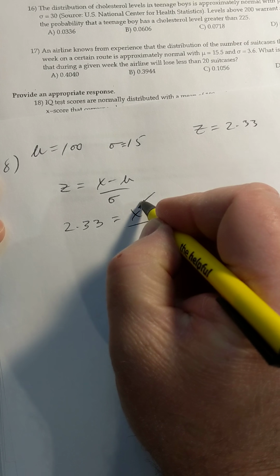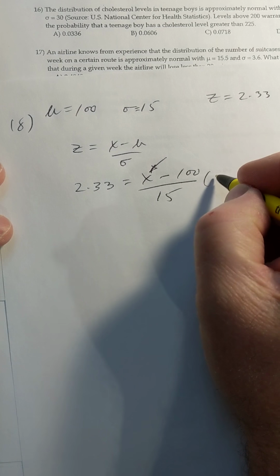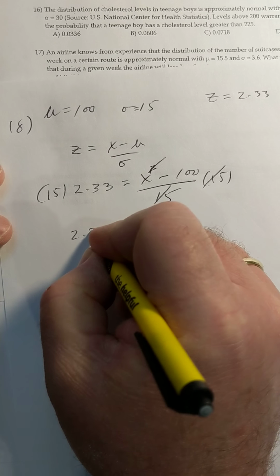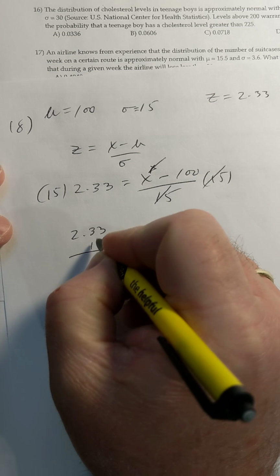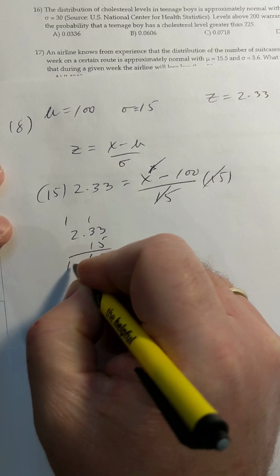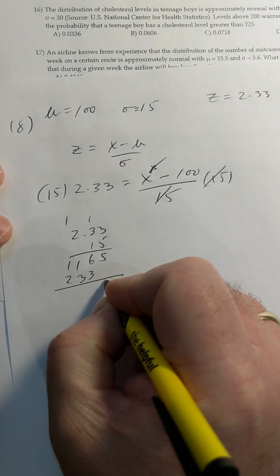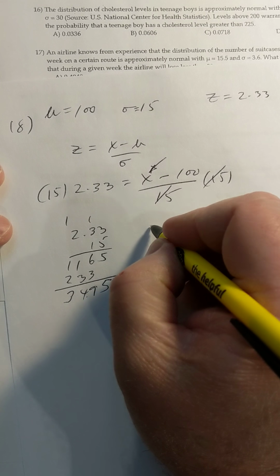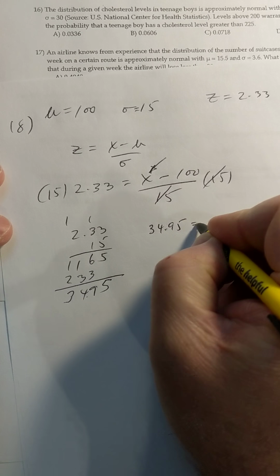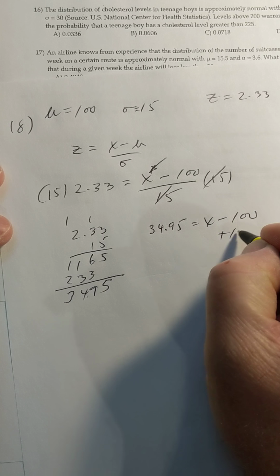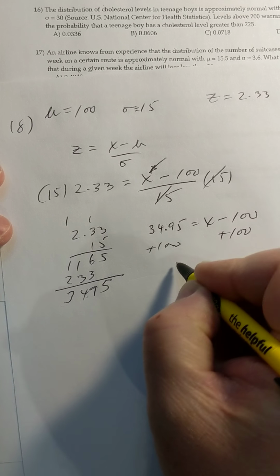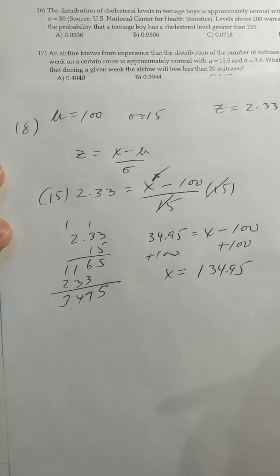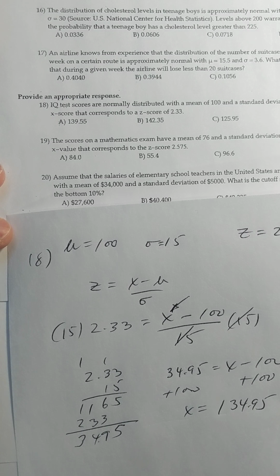And this time we're looking for this value. So we just need to solve this for x. Multiply both sides by 15. 2.33 times 15 is 34.95, so I get 34.95 equals x minus 100. Add 100 to both sides, and we get x is equal to 134.95. That's the x that corresponds with a z-score of 2.33.